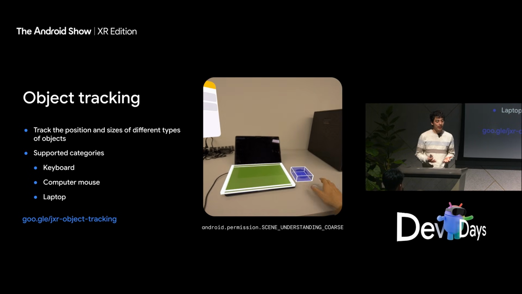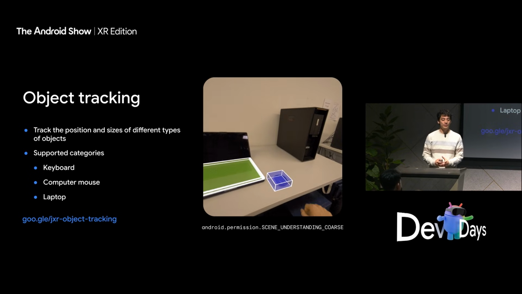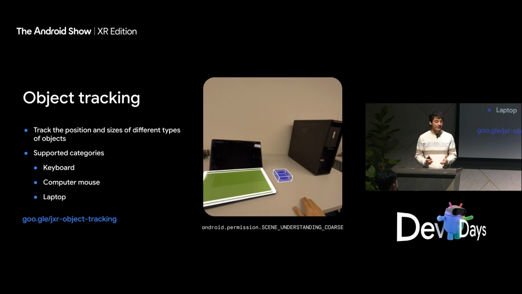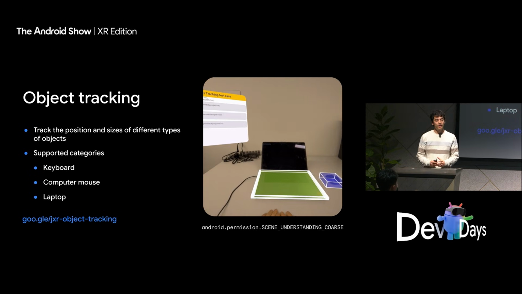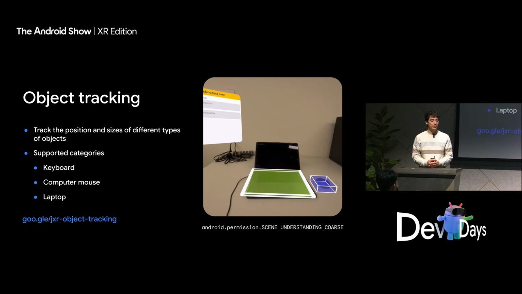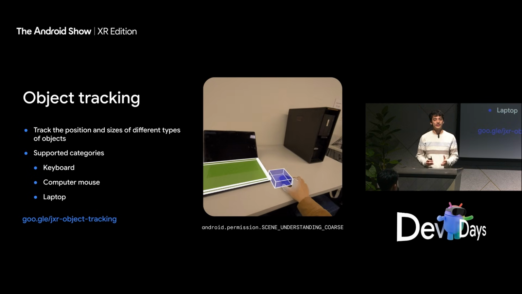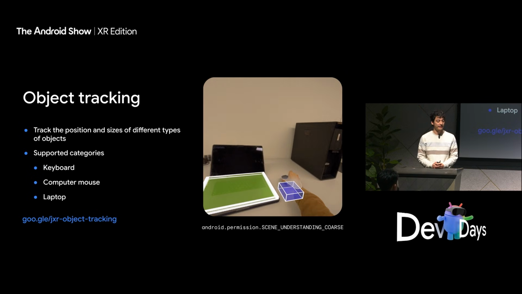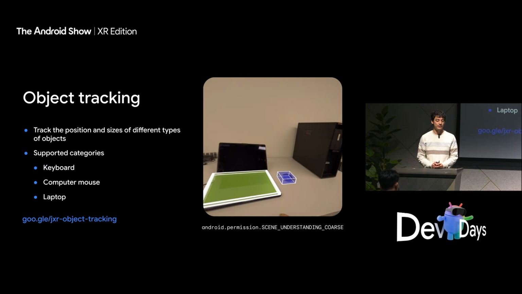First one I want to talk about is object tracking. Object tracking helps your app understand the position and rotation and size of different types of objects. Currently supported objects are keyboards, computer mice, and laptops. And these components can help your users locate their interface devices in apps focused around productivity.